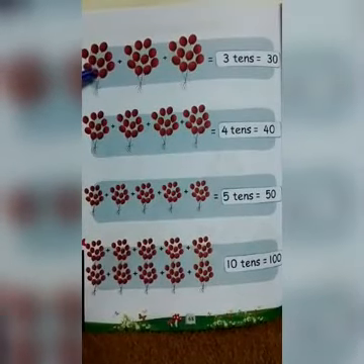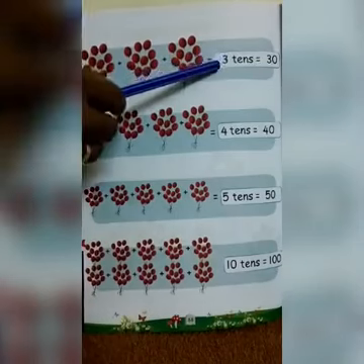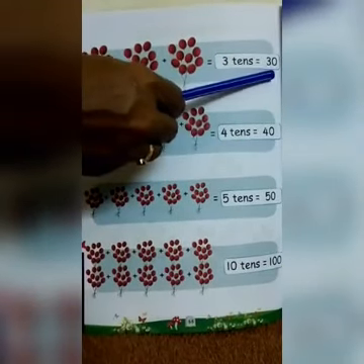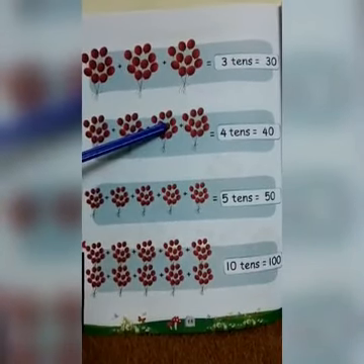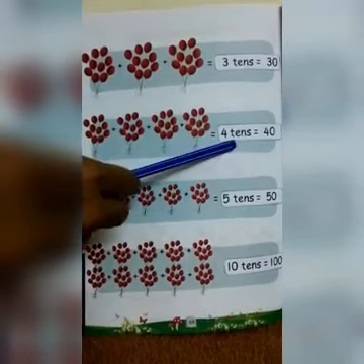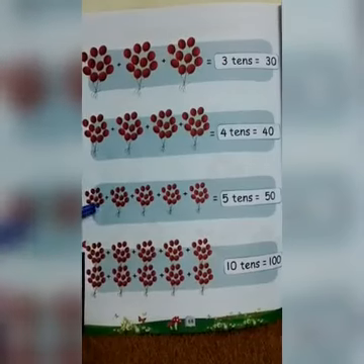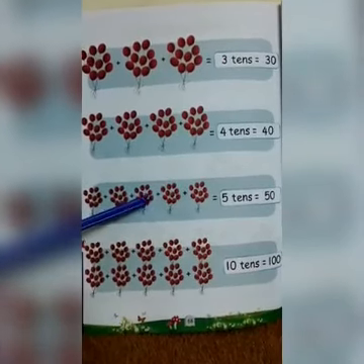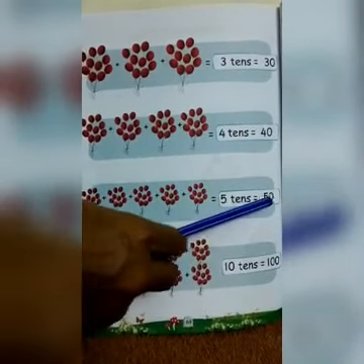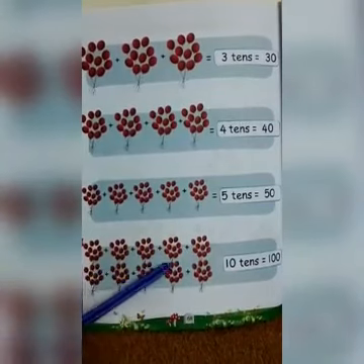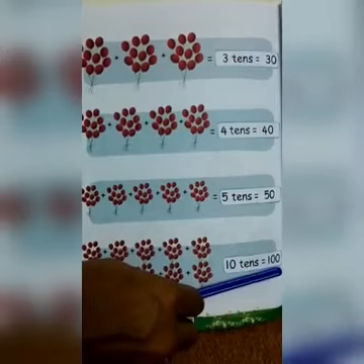Here is 10 plus 10 plus 10. That means 3 tens equal to 30. Next, 10 plus 10 plus 10 plus 10. That means 4 tens equal to 40. Here, 10 plus 10 plus 10 plus 10 plus 10. That means 5 tens equal to 50. Here is 10 tens equal to 100.